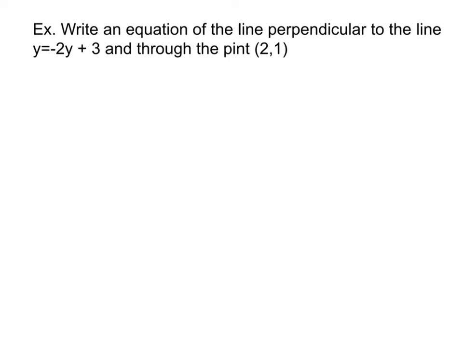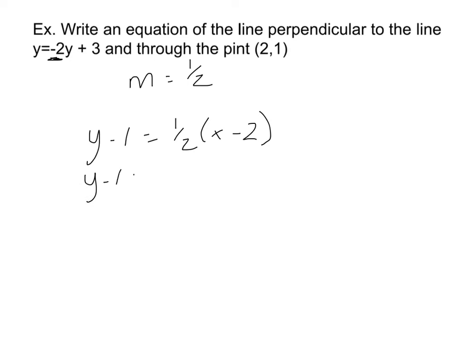One last example: write an equation of a line perpendicular to the line y equals negative 2x plus 3 and through the point (2, 1). So first thing we need to do, our slope perpendicular to our line is going to be the opposite reciprocal of negative 2, so it'll be positive 1/2. So then we're going to plug into point slope form. y minus 1 equals 1/2 times (x minus 2). We're going to work this one out. So we get 1/2 x minus 1. We're going to add our 1.